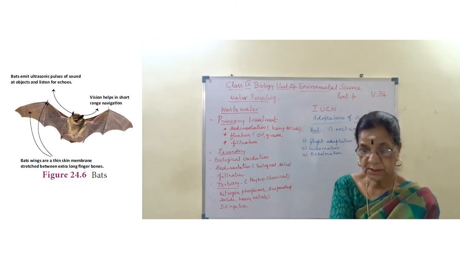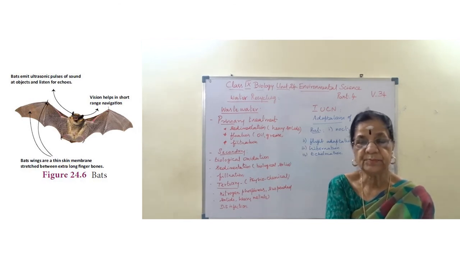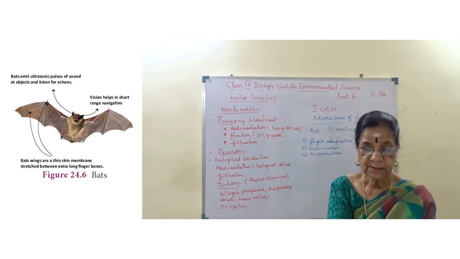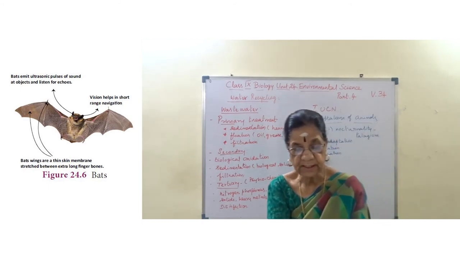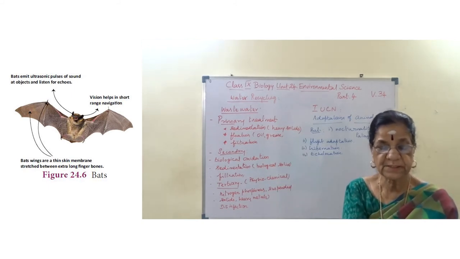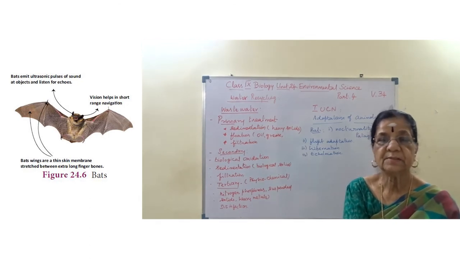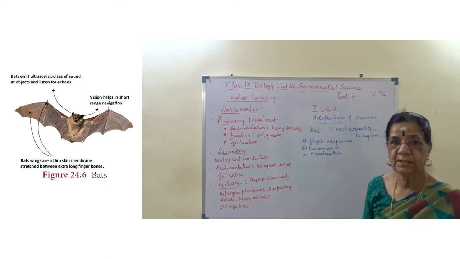Bats use a remarkable high frequency system called echolocation. Bats give out high frequency sound, that is called ultrasonic sound. These sounds are reflected back from its prey and perceived by the ear. I repeat, bats give out high frequency ultrasonic sound. These sounds are reflected back from the prey and perceived by the ear. And bats use these echoes to locate and identify the prey. This is an important adaptation, echolocation, for the bat.